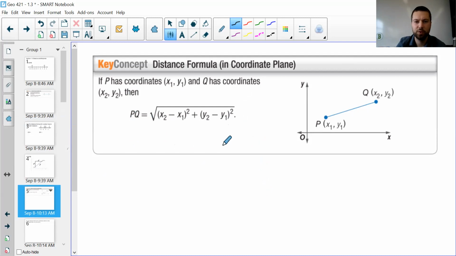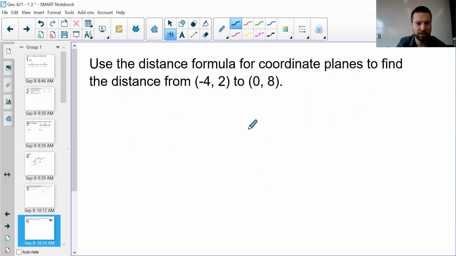Okay, so I'm going to do one example for you, and then that'll be it here. So we're going to use the distance formula on the coordinate plane to find the distance from this point, -4, 2, to 0, 8. Now I'm going to switch over and do it on the whiteboard so that I can write a little better than using my mouse here on the screen. That's a little slow. So I wrote down the points and I'll write them down again. So let's switch over here to the whiteboard.